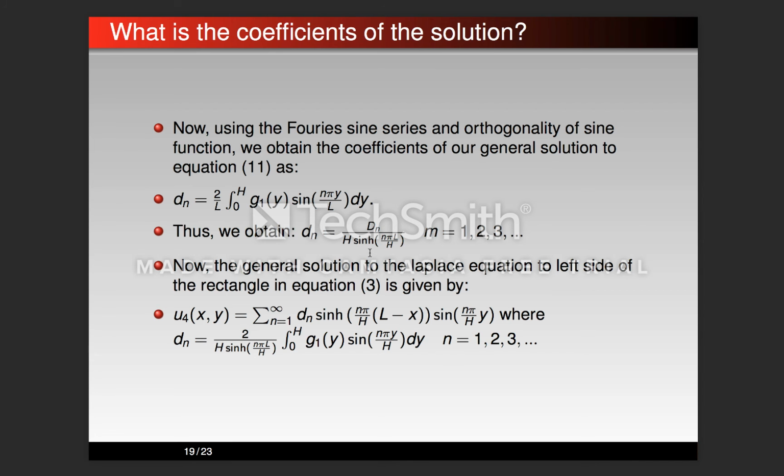So now our general solution to the Laplace equation for the left side of the rectangle in equation 3 mentioned earlier, we get that the solution is u4(x,y) equal to the summation of n from 1 to infinity of d_n sinh(nπ(L−x)/h) times sin(nπy/h), where the coefficient d_n is given by 2 divided by h sinh(nπL/h), times the integral from 0 to h of g1(y) sin(nπy/h) dy.